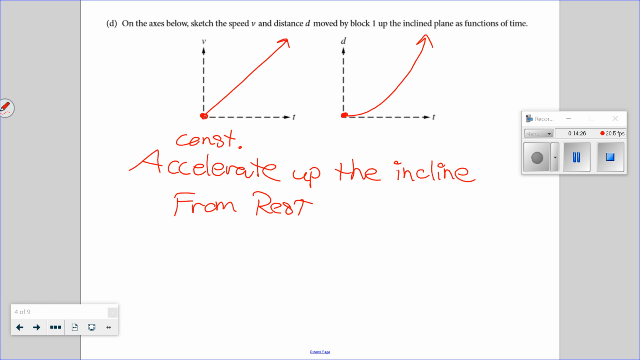1 point for a straight line graph with a positive slope. They could have asked a point for starting at the origin, but they didn't, and 1 point for a concave up graph on d versus t. They like to give gimme points a lot. So I think the gimme points were writing down Newton's second law equations for this one. But they could also pick, okay, it's a point just to start these at the origin. It starts from rest, etc., etc.